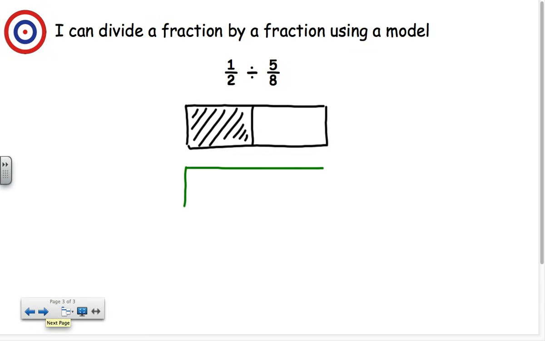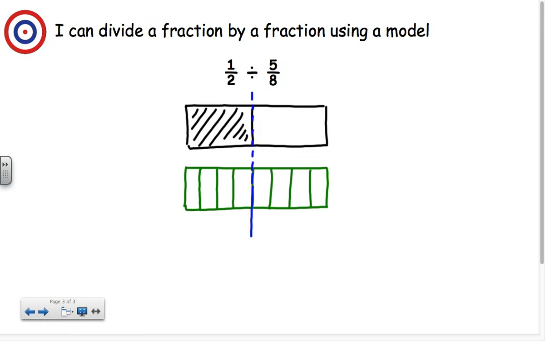I'm going to again make a ruler underneath of a second model. And I'm going to divide this up into 8s. So here we go. You can see how I'm dividing everything in half and then half again. All right, what I want to know is how many 5/8 size groups can I get out of 1/2? Well, here's my halfway, and I want to get all the way to here.